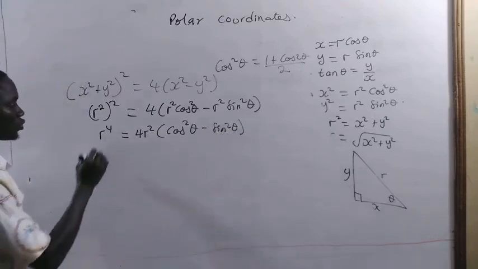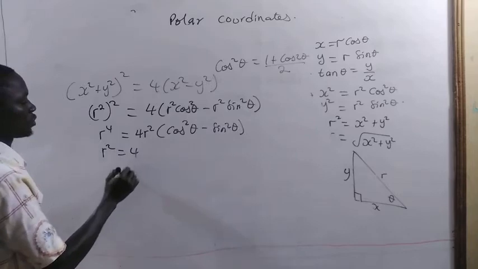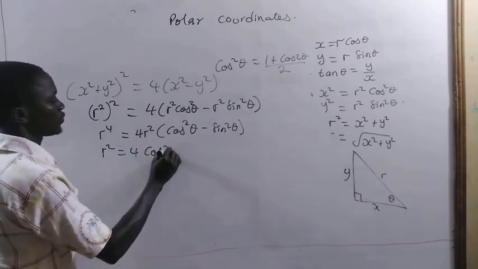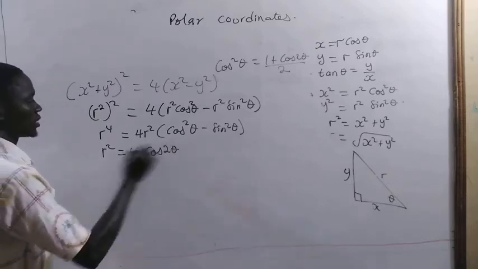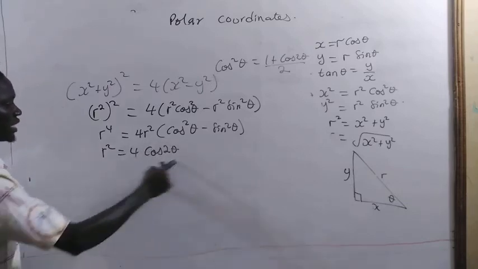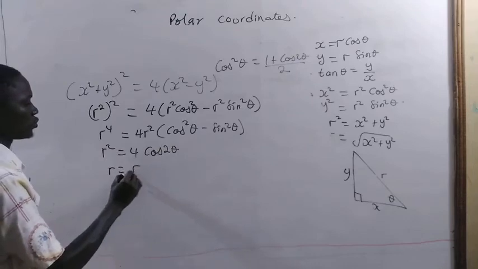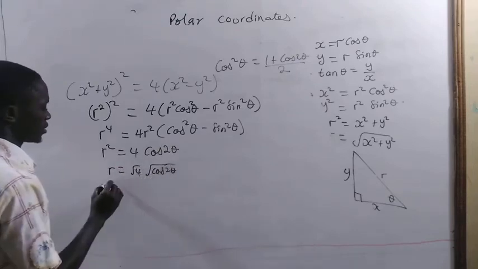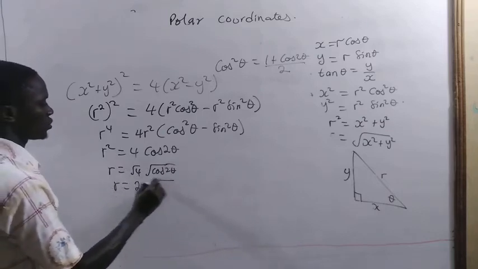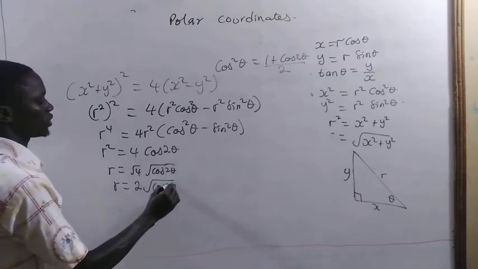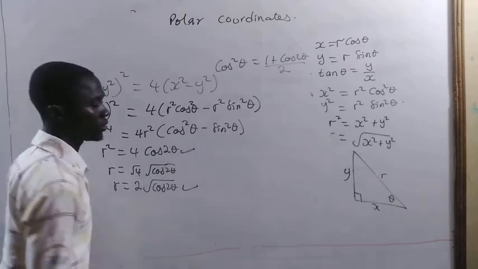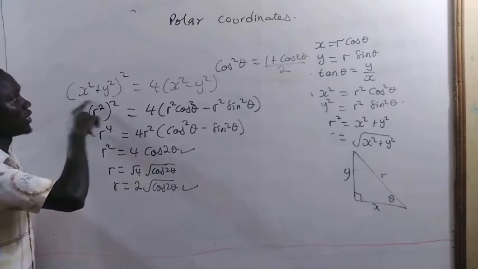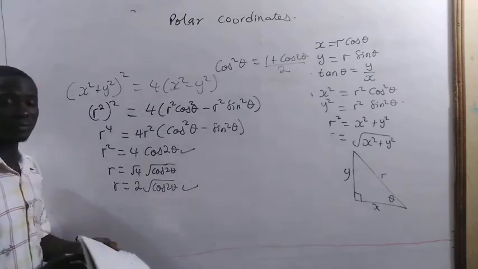We divide through by r squared, we have r squared equal to 4 times cosine squared theta minus sine squared theta, which is cosine of 2 theta. Now we can take the square root of both sides to get r equal to root of 4, root of cosine of 2 theta. We have r equal to 2 root of cosine of 2 theta. So we can leave our answer here or there. So this is the polar equation for this Cartesian equation.